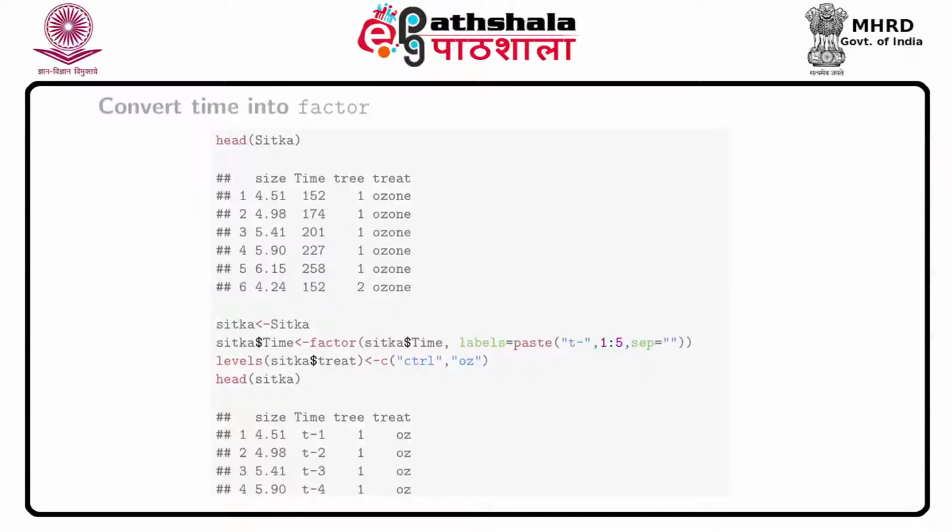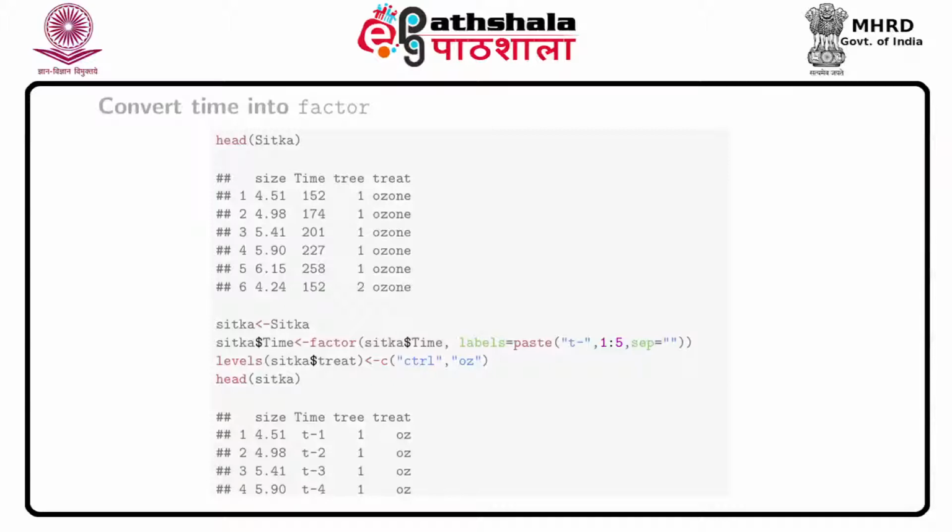The first thing that we do is convert time into a factor. Now to do that we make a copy of the original data set. It's always better to keep the original data set as it is and make a copy of it. So we copy it into another data set again called sitka, but this time the s is small, and since R is case sensitive, capital S Sitka and small s sitka are different. And we would be working with the small sitka data set.